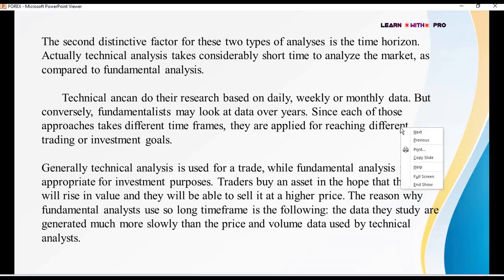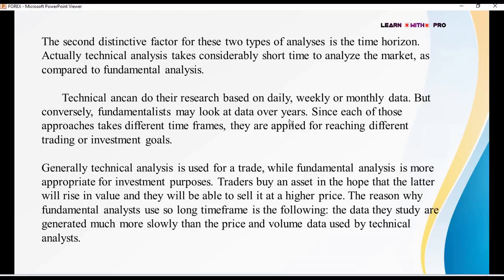Generally, technical analysis is used for trade, while fundamental analysis is appropriate for investment purposes. That's due to most of the long-term trade. A trader buys an asset in the hope that later it will rise in value and they will be able to sell it at a higher price.